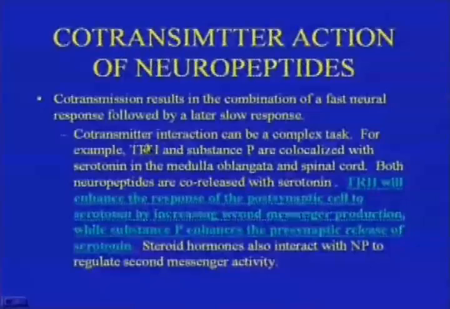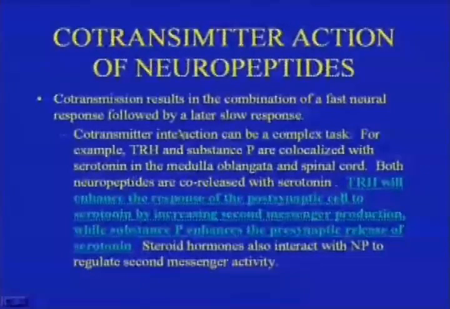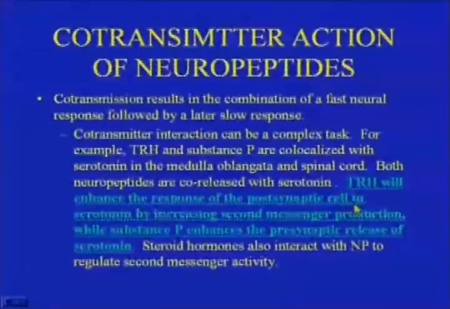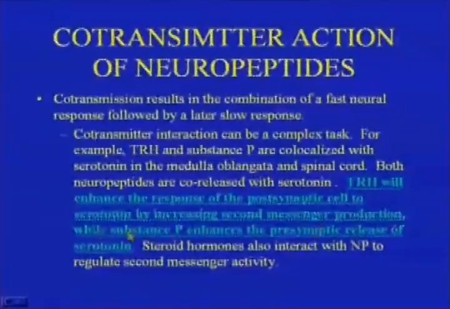Now, that wasn't even co-transmitter interaction, so TRH and substance P can be used as examples to talk about this complexity of the co-transmitter interaction, especially when they're co-localized with serotonin in the medulla oblongata and the spinal cord. Both of these neuropeptides are co-released with the serotonin under appropriate stimulus conditions to the neuron releasing them. The TRH will enhance the response of the postsynaptic cell to the serotonin by increasing second messenger production, while substance P enhances the presynaptic release of the serotonin itself.